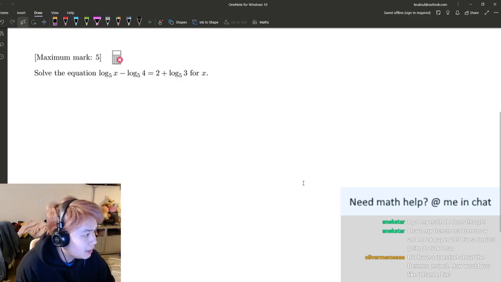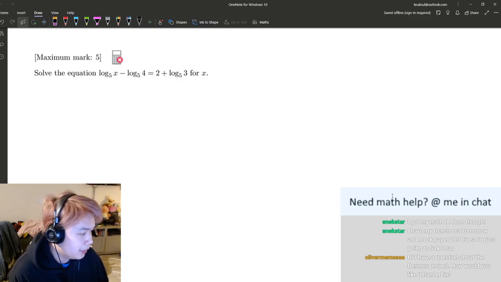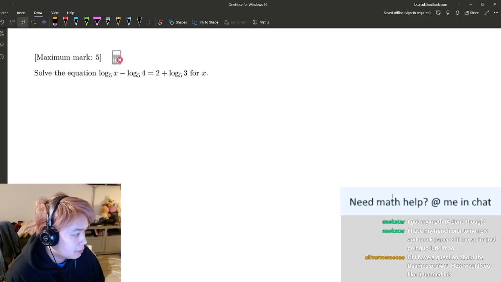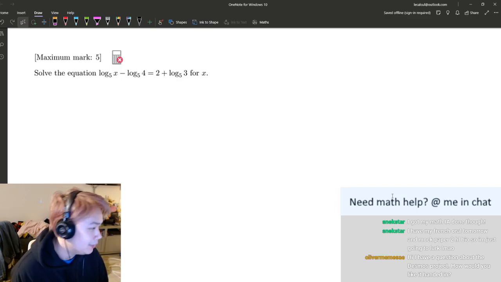Hi, I have a question about the Desmos project. How would you like to hand it in? Well, first, hello, Oliver. And second, you just leave it because it automatically saves and I have access to the Desmos activity. So I can just look at it anytime I want to. So don't worry about it. It's automatically handed in.